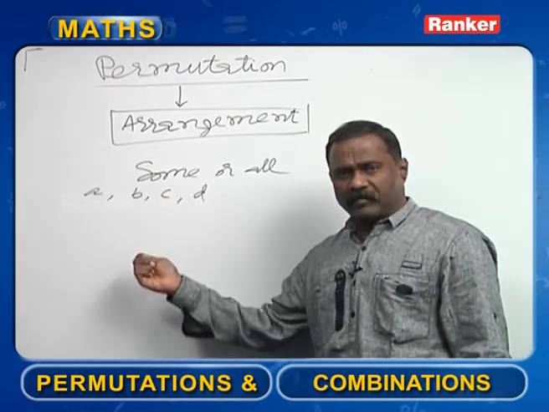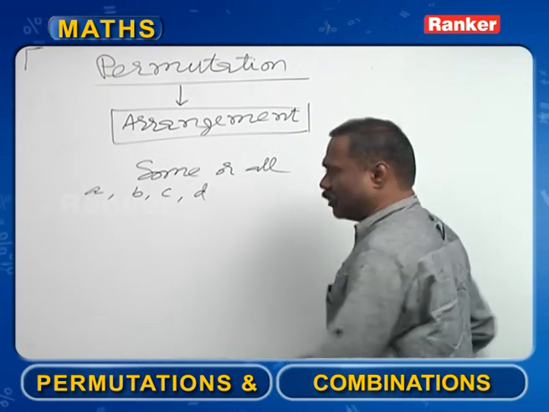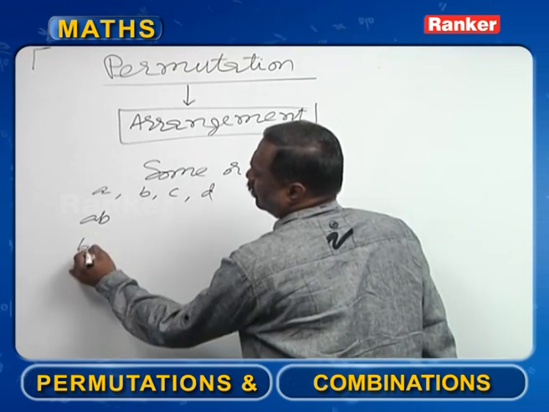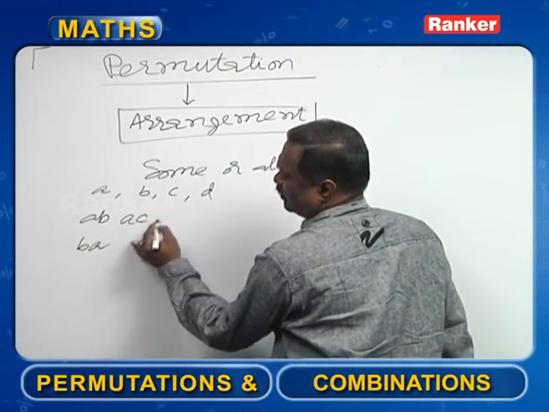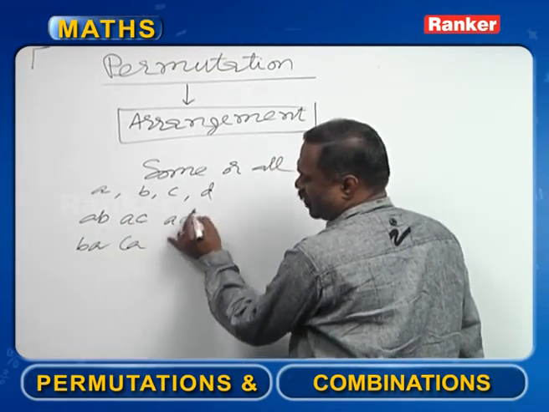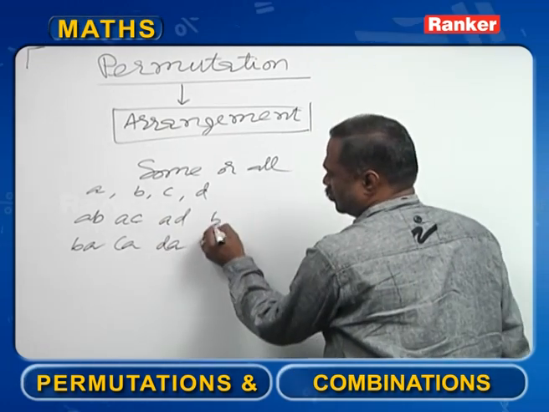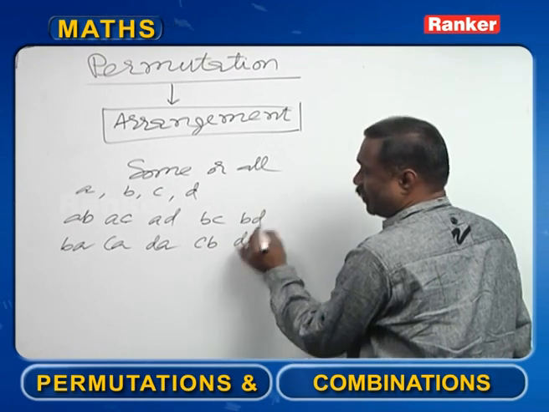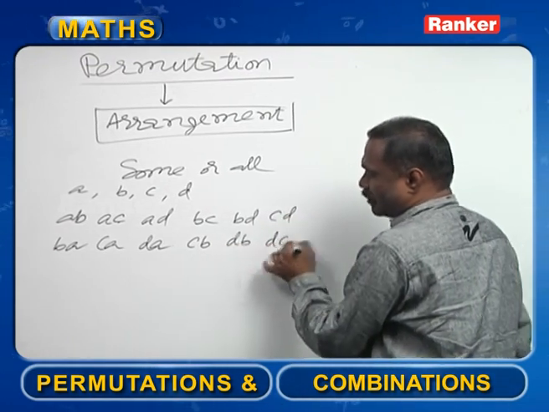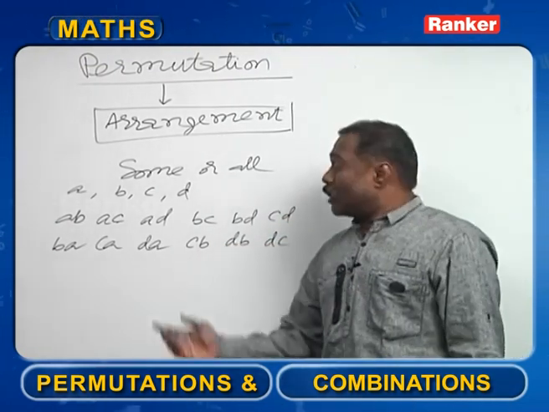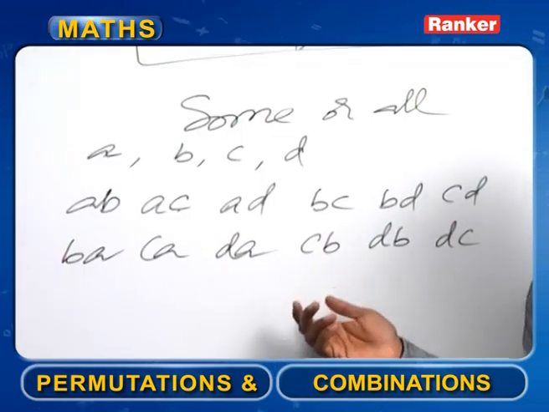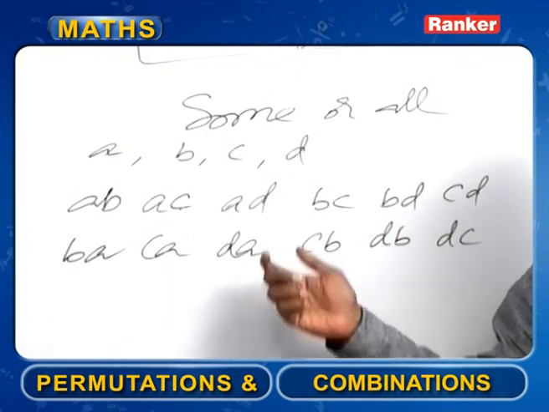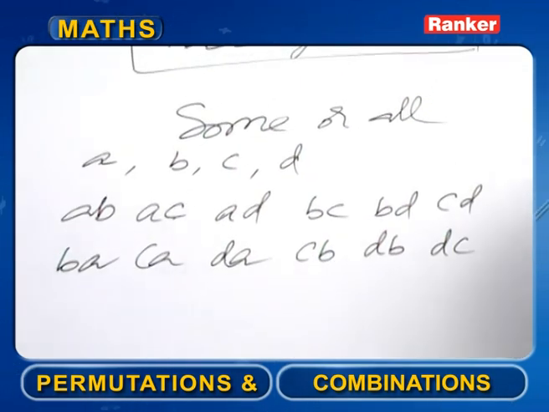So if you see ABCD, if you take 2 letters at a time and arrange them, 2 letters can be written like this: AB, and AB can be written as BA. This is AC, can be written as CA. This is AD, can be written as DA. This is BC, can be written as CB. This is BD, can be written as DB, and this is CD, can be written as DC. Now these many different arrangements we can make by taking 2 at a time from ABCD.